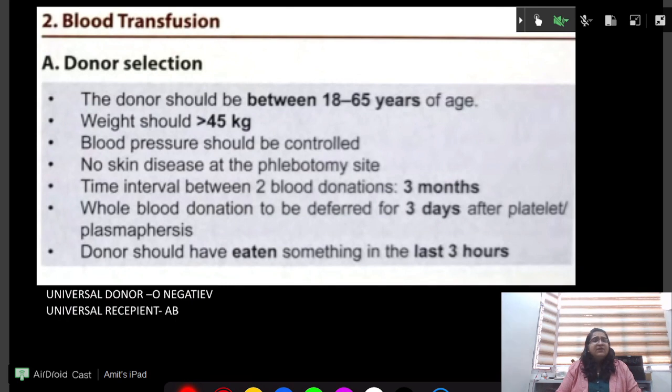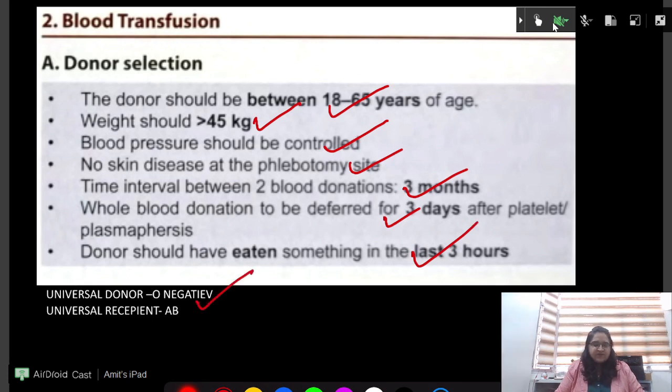Okay, next, what is the criteria for donor selection? The donor's age should be 18 to 65. The weight should be more than 45. Blood pressure should be controlled. No skin disease at the phlebotomy site. If he is an avid blood donor, then between two donations, a 3 months gap has to be there. Whole blood donation to be deferred for 3 days after plasmapheresis. Donor should have eaten something in the last 3 hours. Okay, so this is the criteria.